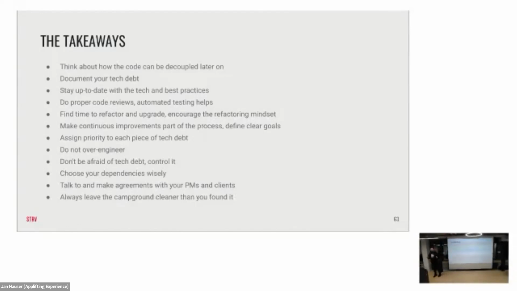Make continuous improvements a part of the process, right? It needs to be a thing that is not extra, like, oh, so here we're going to refactor. No. It has to happen continuously and always. Assign priority to each piece of the tech debt because they have different severities. Do not over-engineer, please. Don't be afraid of tech debt. Control it, because we all know it's there. It will always be there. We can't do anything about it, so let's control it.